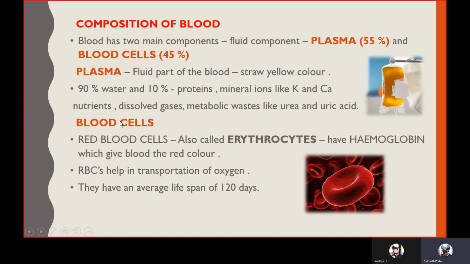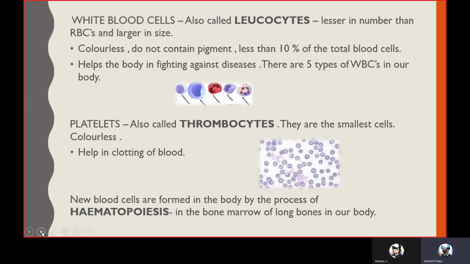acids. Blood cells. Red blood cells, also called erythrocytes, have hemoglobin which gives blood the red color. RBCs help in transportation of oxygen. They have an average lifespan of 120 days.